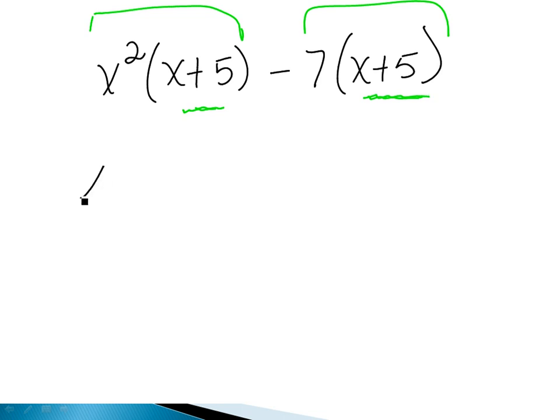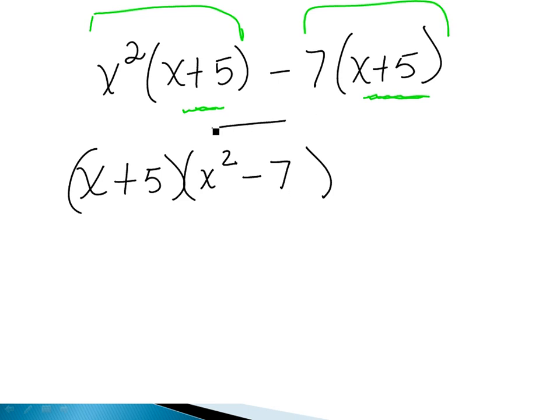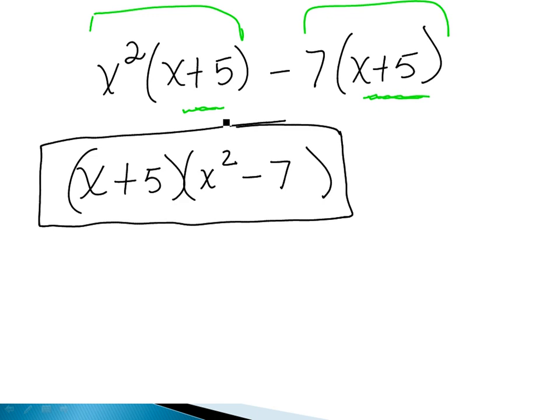Therefore, you will factor out that common binomial factor x plus 5. Once you take x plus 5 out of each term, if you take x plus 5 out of x squared times x plus 5, you only have x squared remaining. If you take x plus 5 out of minus 7 times x plus 5, you only have minus 7 remaining. Therefore, you've just factored using a common binomial factor. Let's move on.